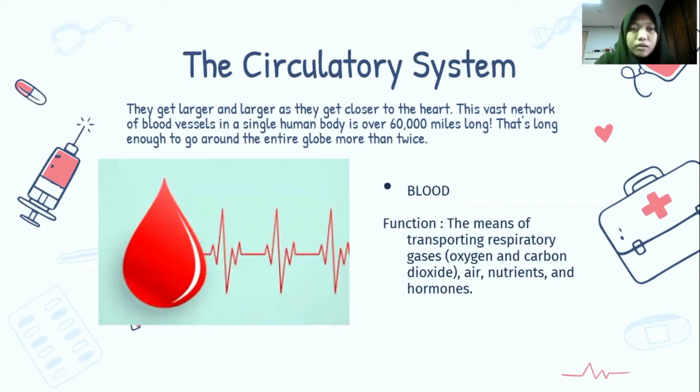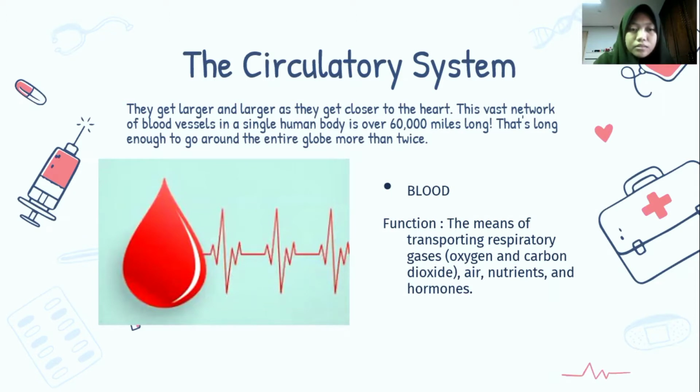This vast network of blood vessels in a single human body is over 60,000 miles long. That's long enough to go around the entire globe more than twice. First, there is blood. Blood is vital to the functioning of the circulatory system.